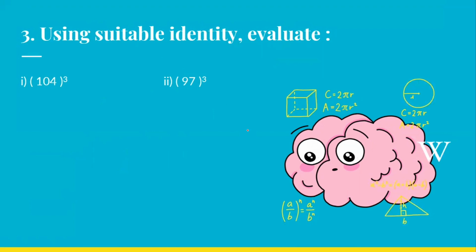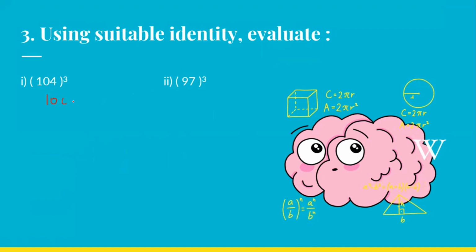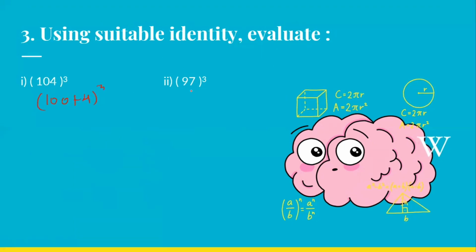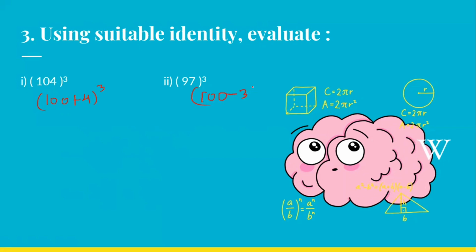So what we are going to do over here, 104 is closer to which whole number that we have to take. So 104 we are going to write as 100 plus 4 the whole cube, and the 97 cube we are going to write as 100 minus 3 the whole cube. So that we have to remember, children.